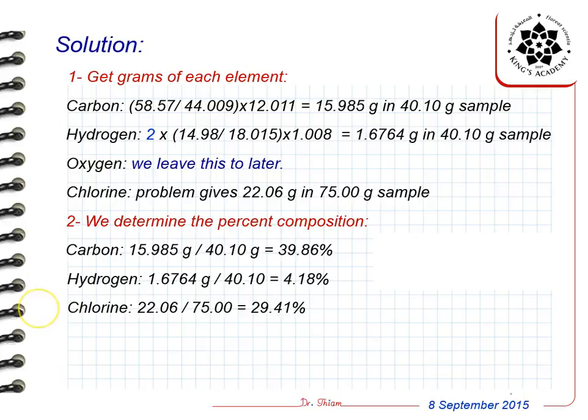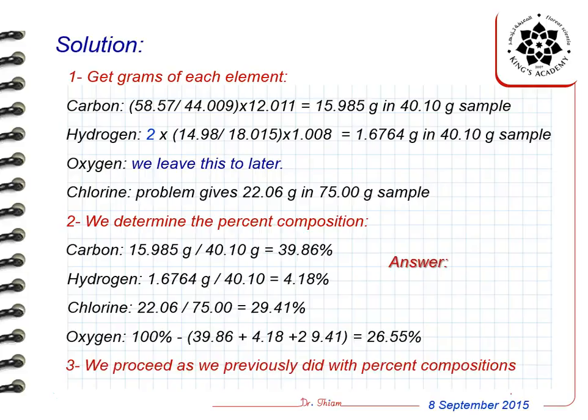Notice that we are using data from the other experiment. And then oxygen, we said we were going to leave it for later, right? So here we do it now. So we subtract as usual. And now we have percentages for each element. Now, do you think we can use percentages to determine a formula? You bet. We know how to do that. That's how we did empirical formulas. So we proceed as we did with the percent compositions, and the answer should be that.